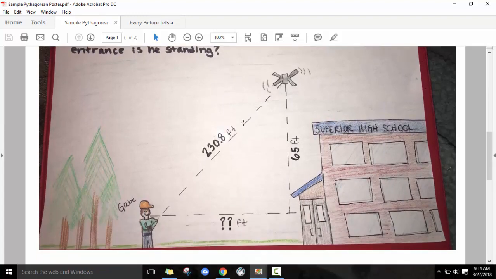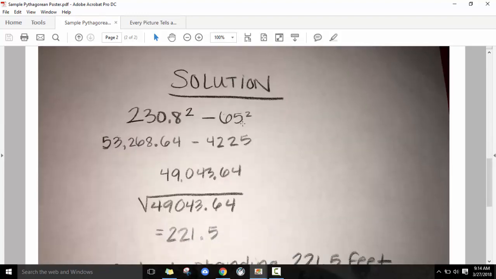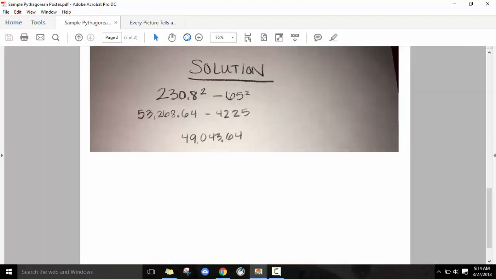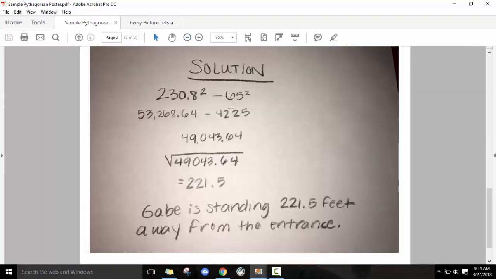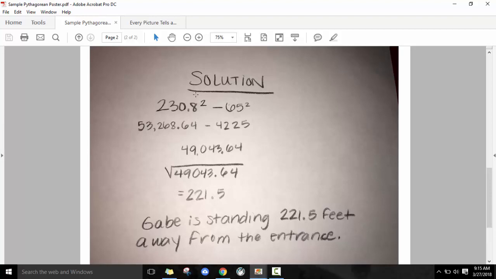And then on the back side, you need to have the solution. So my solution clearly shows my work, I had the hypotenuse squared minus the leg squared. I showed all my work, showed the part where I took the square root of the difference, and then I rounded to the nearest tenth, and I wrote my answer in a sentence. Gabe is standing 221.5 feet away from the entrance. If you want to look at this example more, it's on a link after this video on Google Classroom.